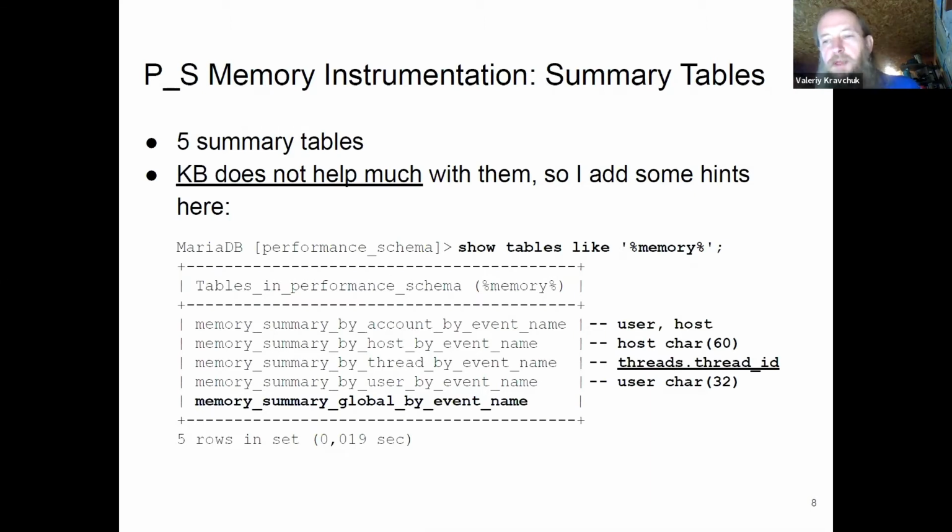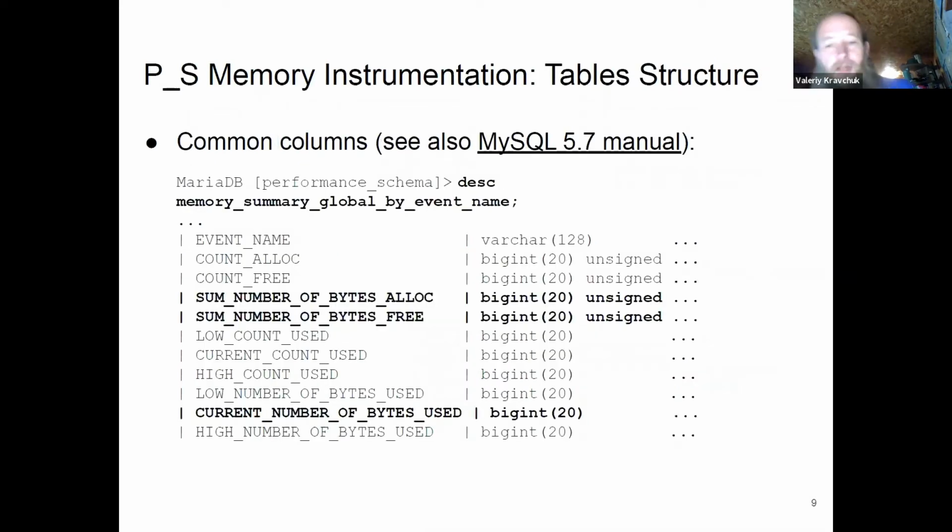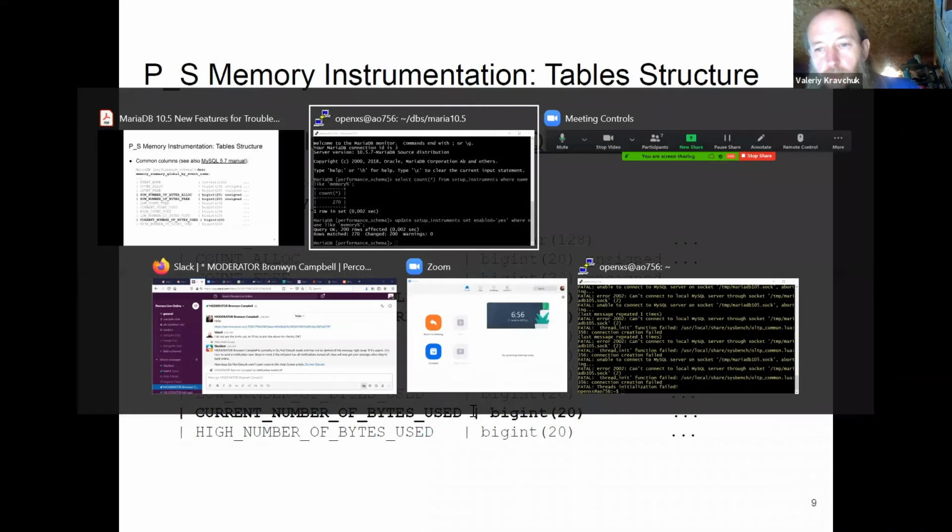Also, you can split the memory allocations by user, by username, no matter which host the user connected from, so who actually uses most of the memory. Or you can split it by host, what remote host uses most of the memory. Or you can split it by user and by host, the so-called account. You will see these additional columns compared to the global event name table that I would like to show you right now. It's big enough, so you can surely do it here.